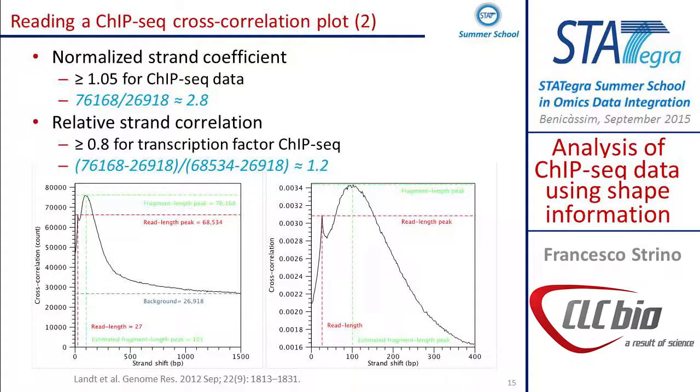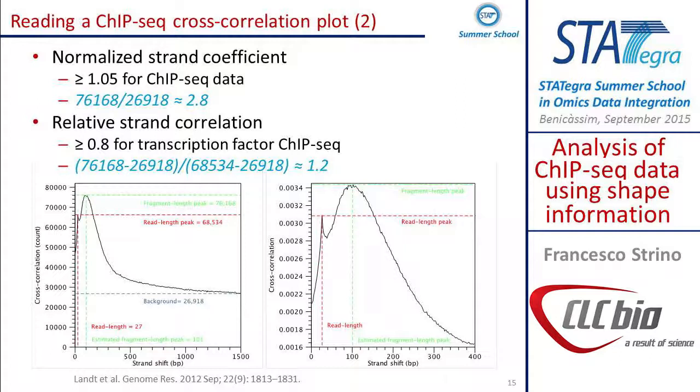There are some measures to characterize better what I just tried to say. The first one is the normalized strand coefficient. You just take the height of this peak and divide it by the background, and this should of course be high for ChIP-seq data. In this example it's 2.8, which is pretty good, so we can be happy with our ChIP-seq. A good threshold for this is 1.05, which means this should be somewhat higher than this, because otherwise it's just noise.